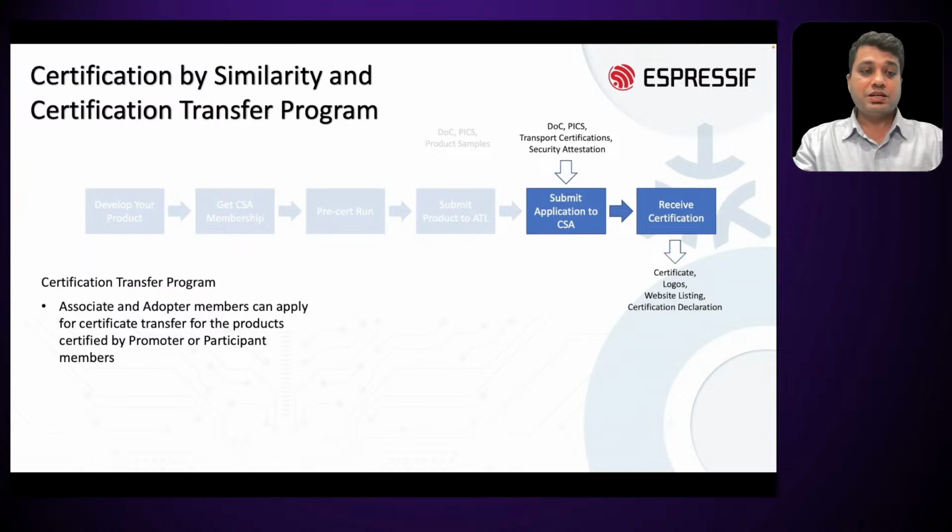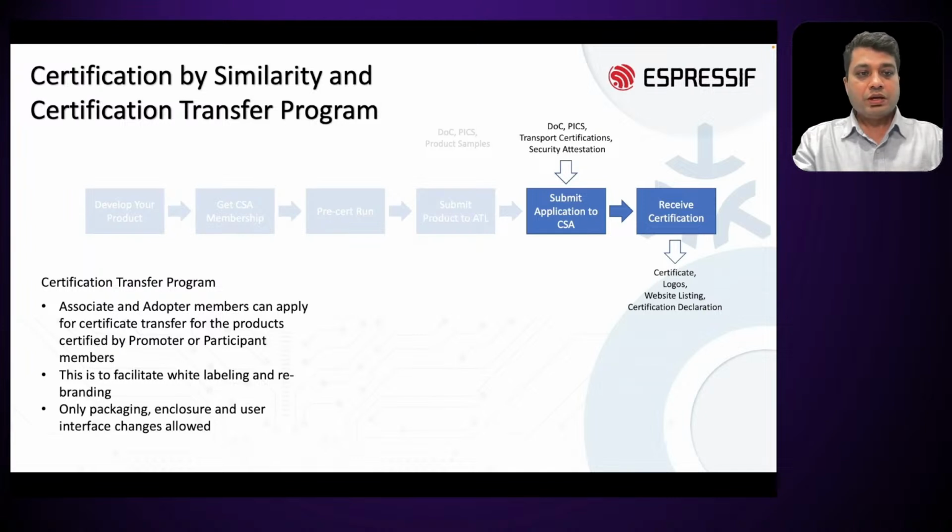For products, these are products certified by either promoter or participant members. This is especially to facilitate white labeling and rebranding of products. Say, for example, ODMs building the products, which can then be bought by any brand owners to be sold as their own branded devices. In this case, only the packaging, enclosure, and user interface is allowed to be changed.